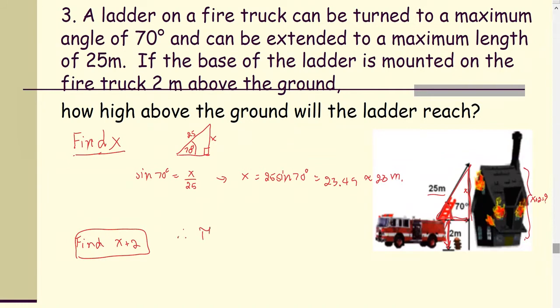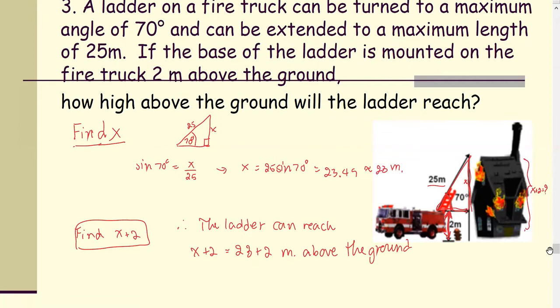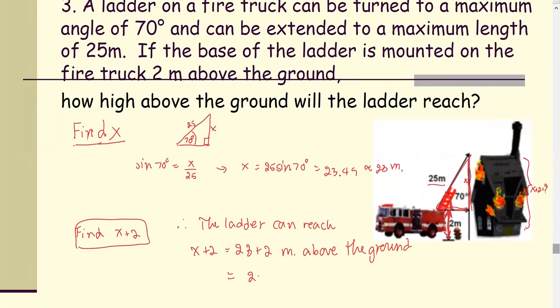Therefore, the ladder can reach 23 plus 2 meters above the ground, since 23 plus 2 is x plus 2. Remember, 2 is the height from the ground to the top of the truck, which is 25 meters.